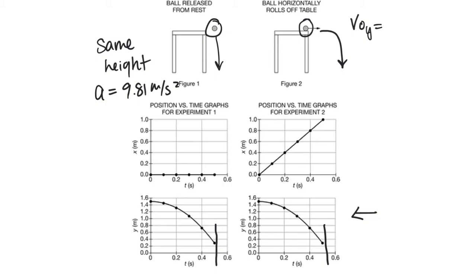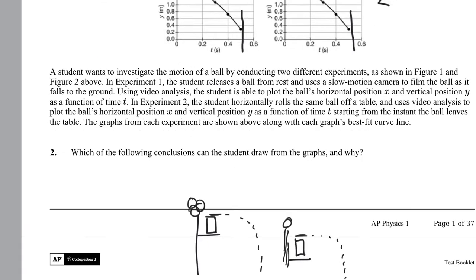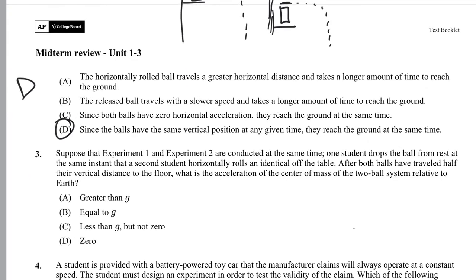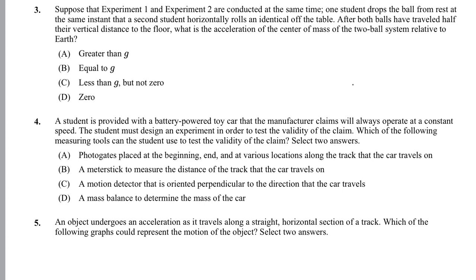So question number 3 shows us the same thing. Let's go down to question number 3. So suppose that experiment 1 and 2 are conducted at the same time. So it's just reiterating the question. The question is, what is the acceleration of the center of mass of the two-ball system relative to Earth?